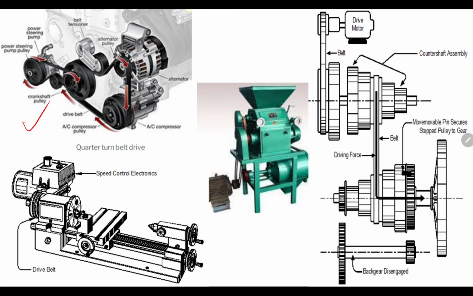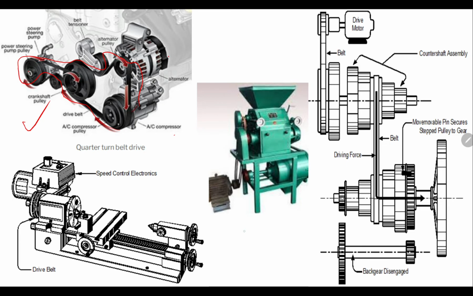This is the application of belt drive in the case of an automobile. You will see that there are different pulleys, and over these pulleys the power is transmitted from the alternator to the AC compressor. After that you will see there is a crankshaft, then there is a pump. All these elements, or devices, are run with the help of this belt drive.